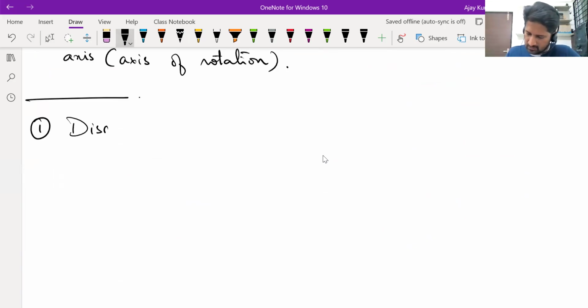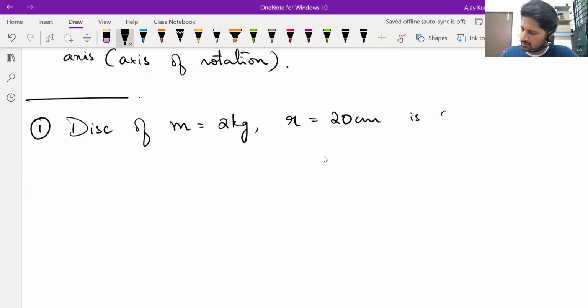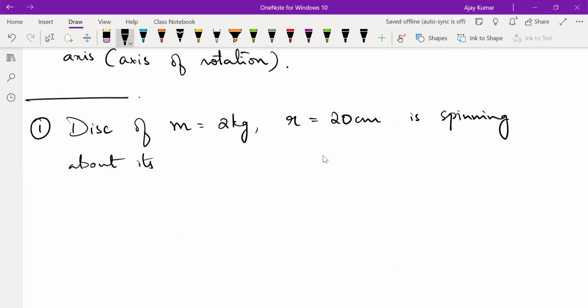Let's say a disk of mass 2 kg, radius 20 centimeters is spinning or rotating about its own axis with an angular velocity of 5 radians per second. Derive its angular momentum. Now you don't know how or which way it is spinning, so you can't tell the direction of angular momentum or the sense of angular momentum, but you can tell the magnitude. Derive the magnitude quickly.